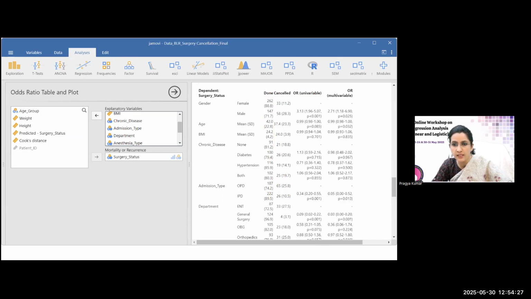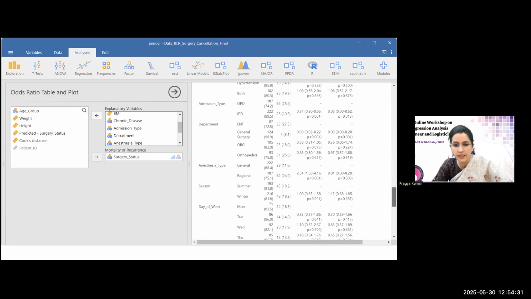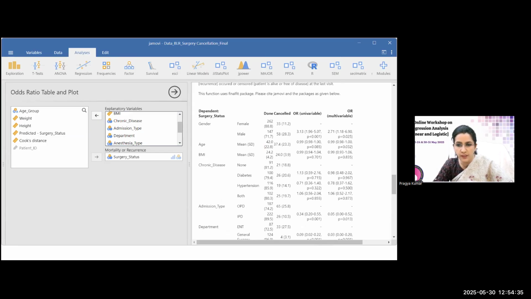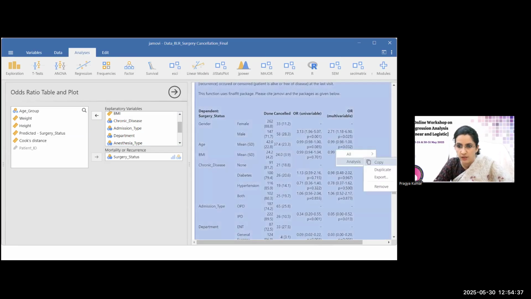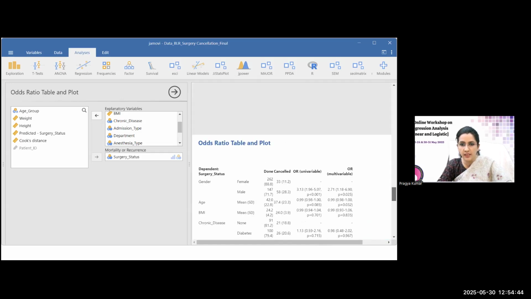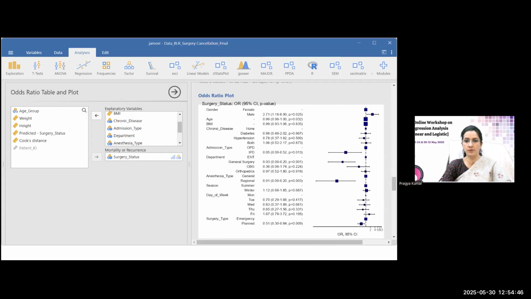Okay, and this gives you the multivariable. But in multivariable, we don't have to take all the variables. So how will I do it? I will duplicate this. I will go to this, click analysis and duplicate. So I have that table, and it gives you something like a forest plot also, which you see.